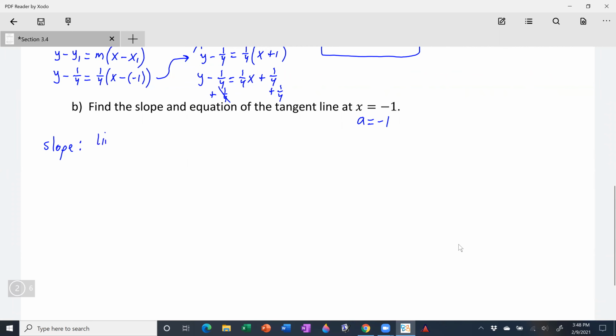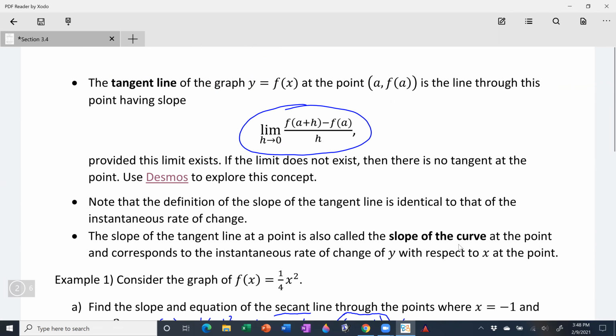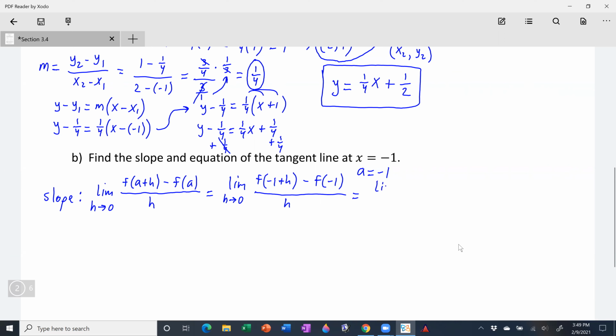We're going to have to work out the limit as h approaches 0. And I'll go ahead and write out the whole thing. So we're doing this thing here. Limit as h goes to 0 of f of a plus h minus f of a all over h. So let's plug these things in. Okay, the limit as h goes to 0. So a is -1. So we're going to go f of -1 plus h minus f of -1 over h. Okay, make sure you write limit each time.